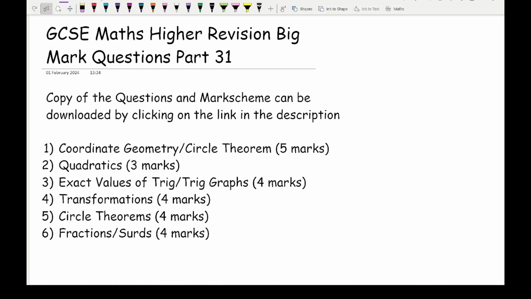Now, there's no indication about whether these questions are going to be calculator or non-calculator, so I strongly recommend you try not to use a calculator on these questions, but if there is a need to, then do feel free to use one. If you can prepare to do these questions without a calculator, it just makes your life a lot easier. And definitely the exact values of trig is going to be a non-calculator question.